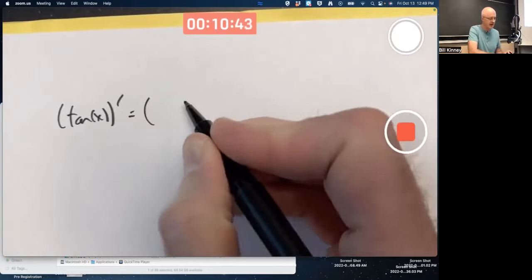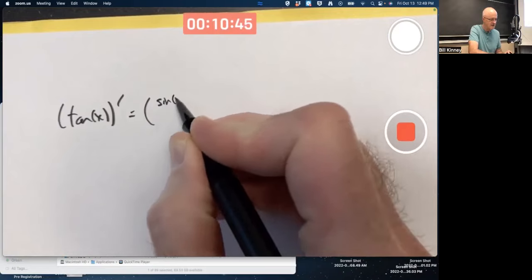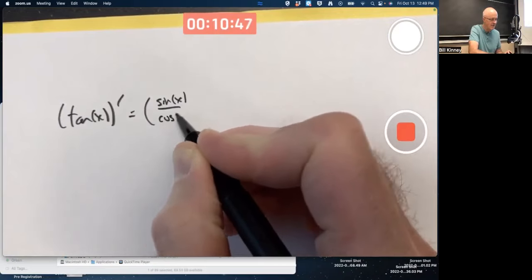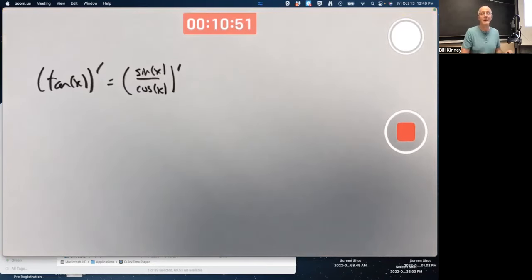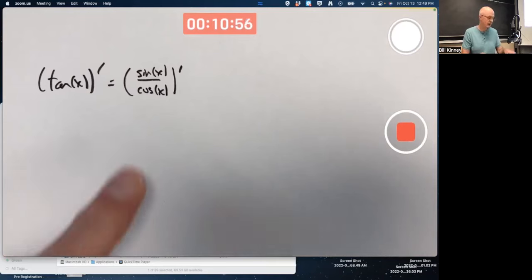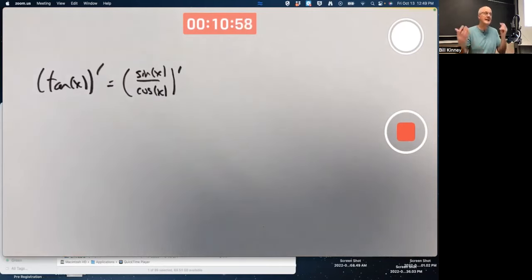To find the derivative of tangent, which is a derivative you should know and have memorized for the gateway exam, write tangent of x as sine of x divided by cosine of x. In other words, write it as a quotient. Why is that true? It's the definition of what tangent is.